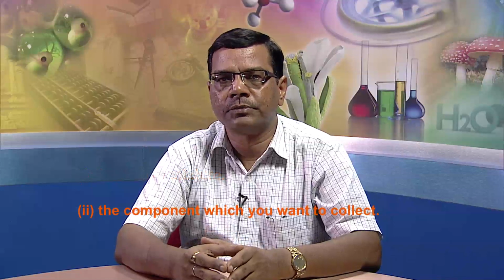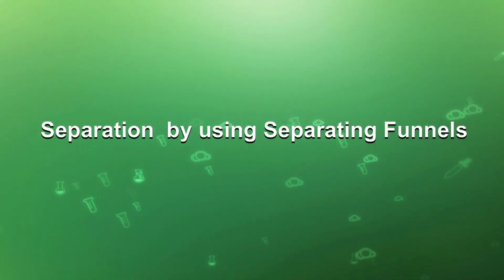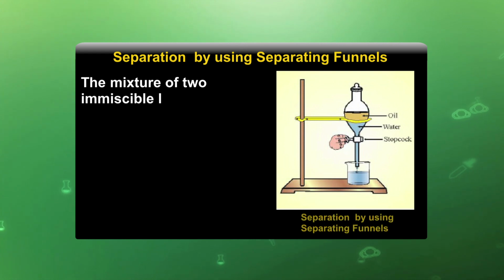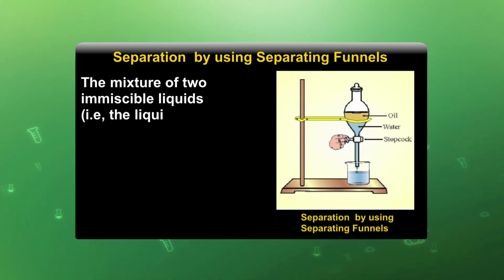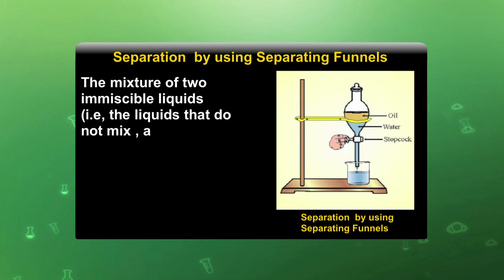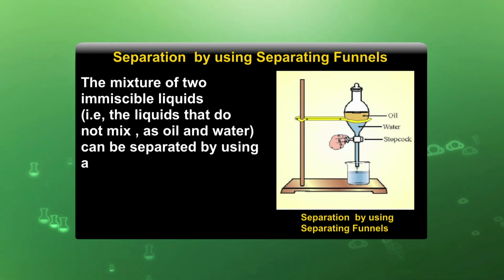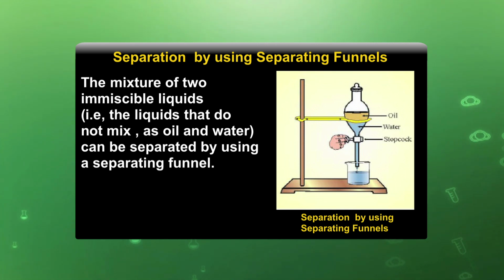Here are a few examples we will discuss, which are the separating techniques. Separation by using a separating funnel. A mixture of two immiscible liquids, that is, liquids that do not mix, for example oil and water, can be separated by using a separating funnel.